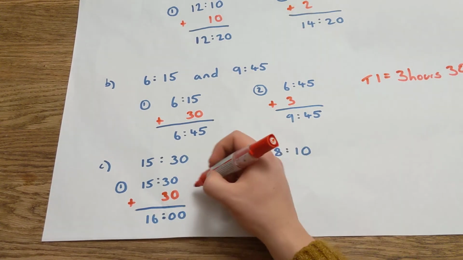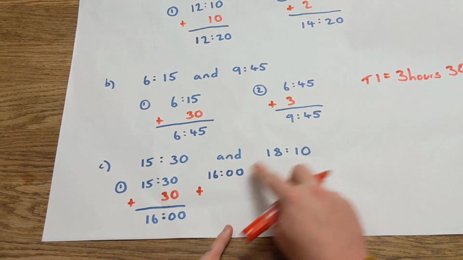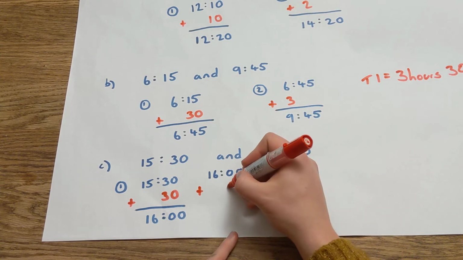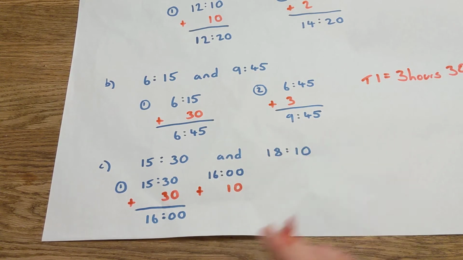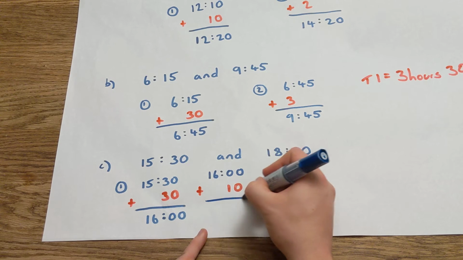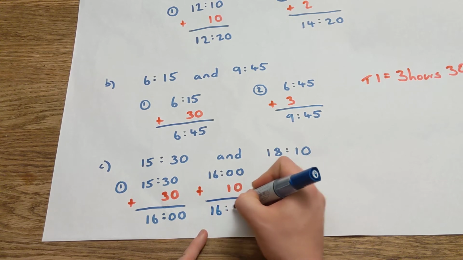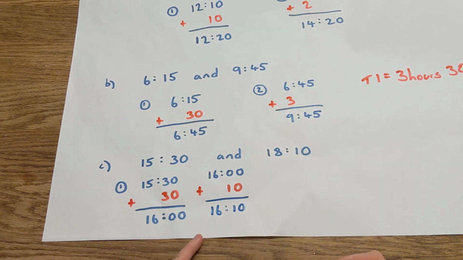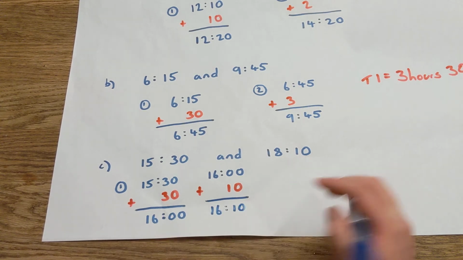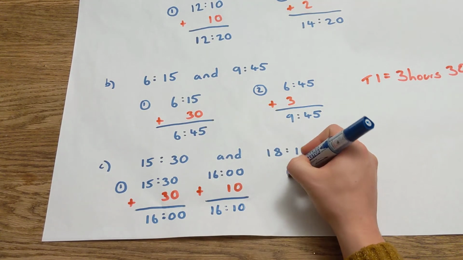How many minutes do I have to add to get this to be 10? Well, I have to add 10, don't I? And that will make it 16:10. Okay, now that the minutes match, I can deal with the hours.